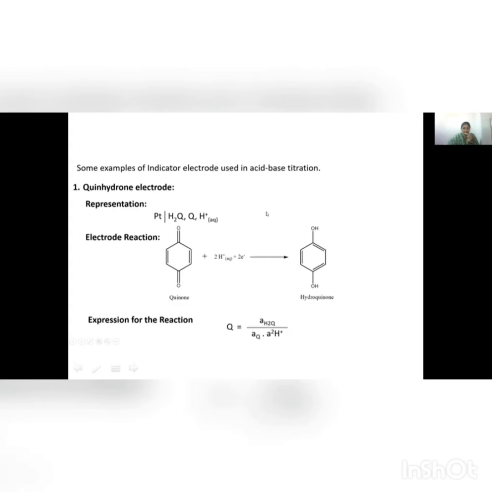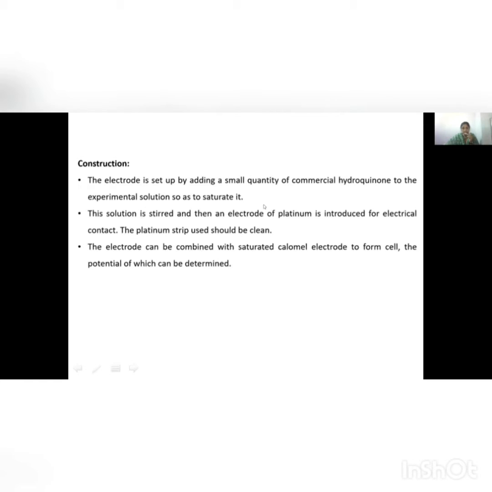So the expression for the reaction is Q equal to a(H2Q) by a(Q) into a square H plus. Here H2Q is nothing but a hydroquinone, and Q is nothing but a quinone. So how to construct the quinhydron electrode? The electrode is set up by adding a pinch of quinhydron powder to the experimental solution. This solution is stirred, and then an electrode of platinum is introduced for electrical contact.